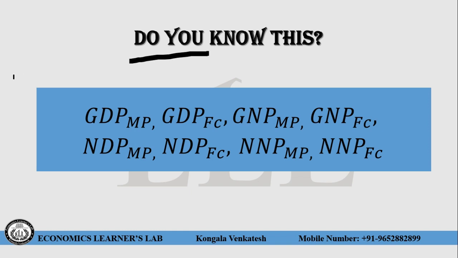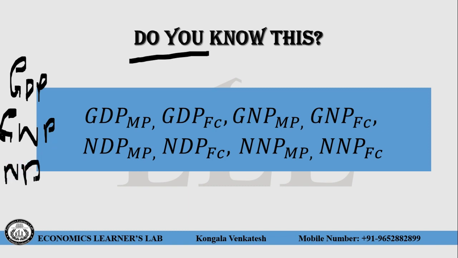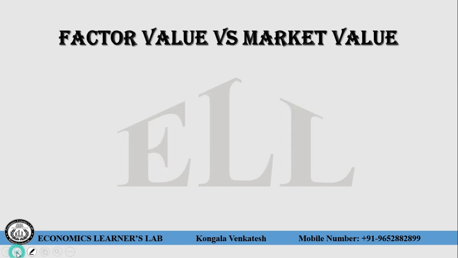As you know, GDP means gross domestic product. GNP means gross national product. NDP means net domestic product. NNP means net national product. Let us first see the difference between market prices and factor prices, then we will go into a deeper explanation of GDP and GNP, NDP and NNP.